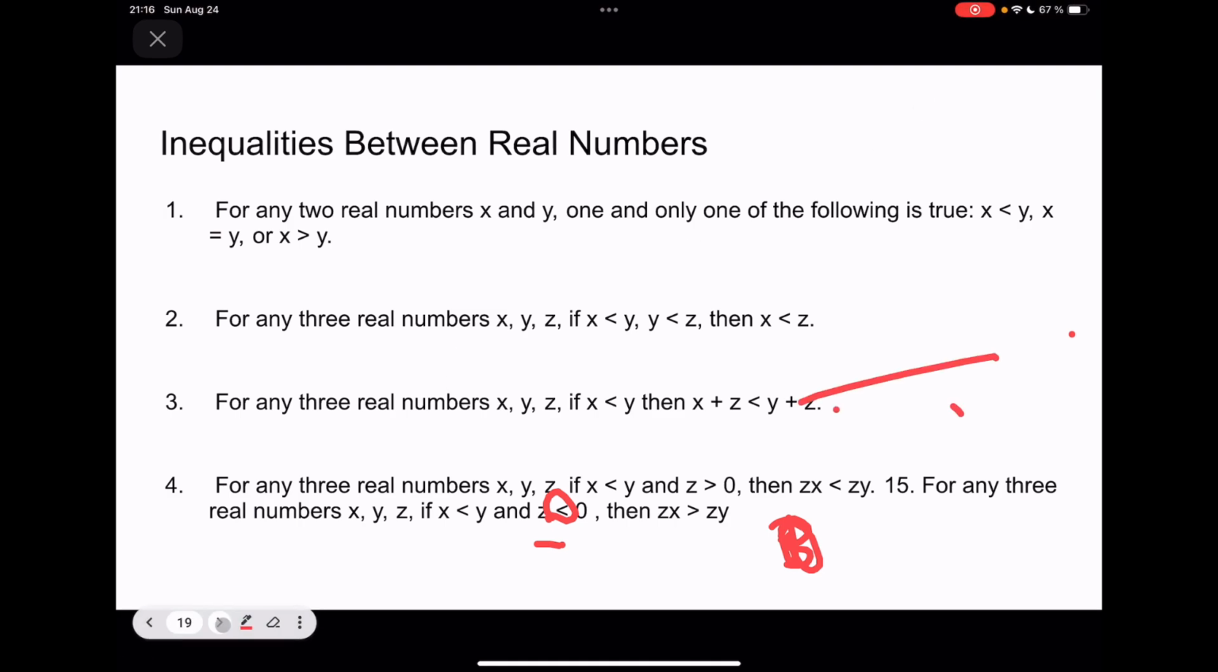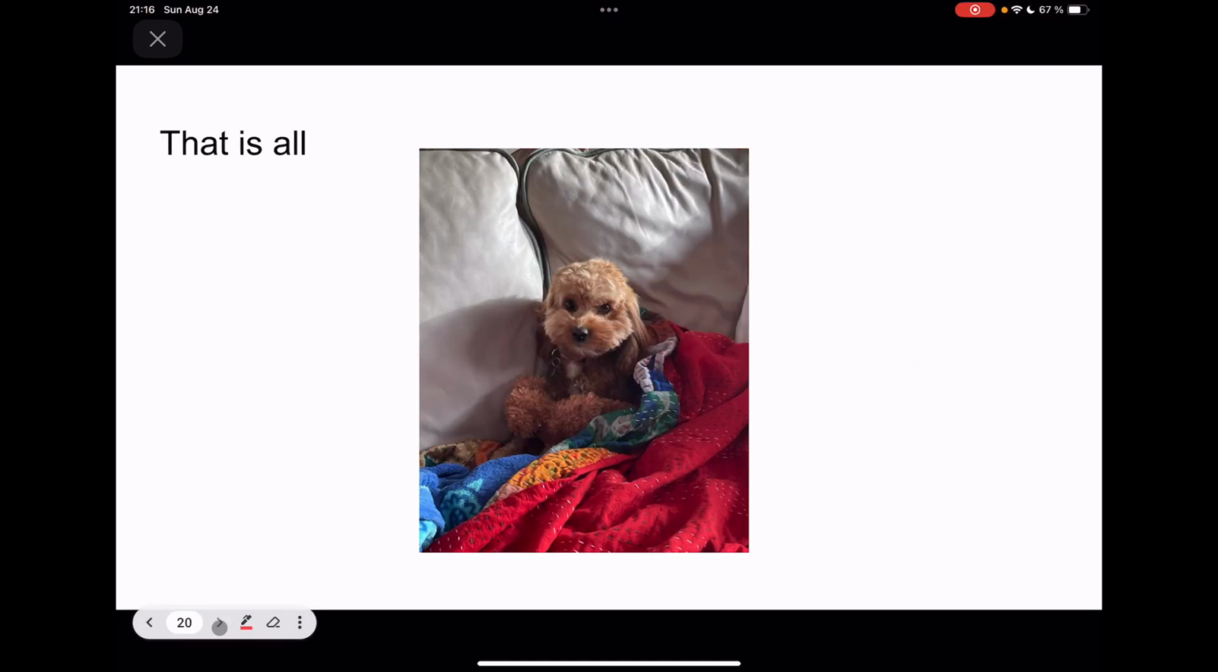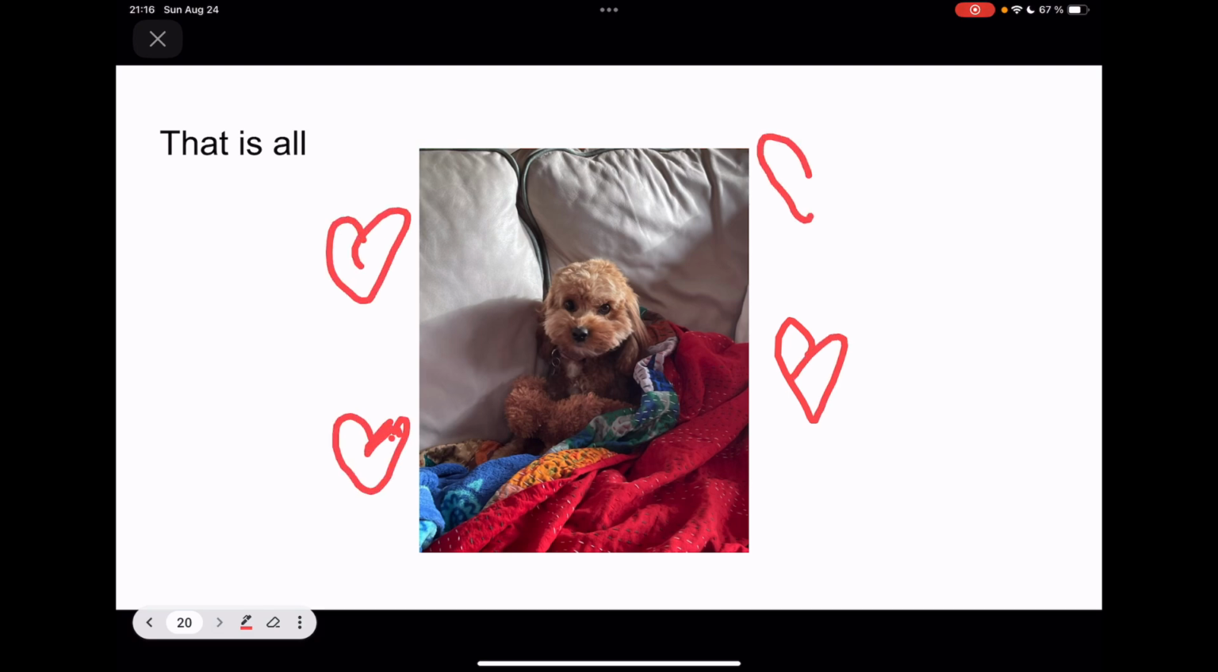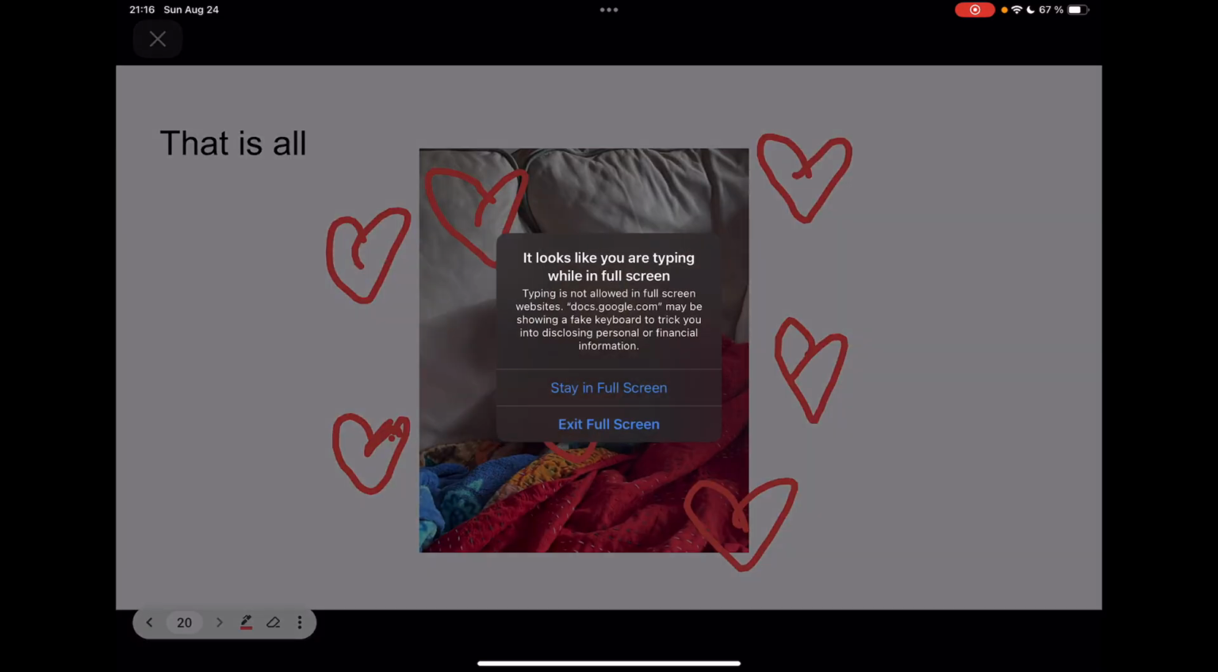Can I go to the next slide, please? That is it. I put a picture of my dog because she is cute and more fun than this. And I'm raging because this is annoying. Boop. Oh my god. Goodbye.